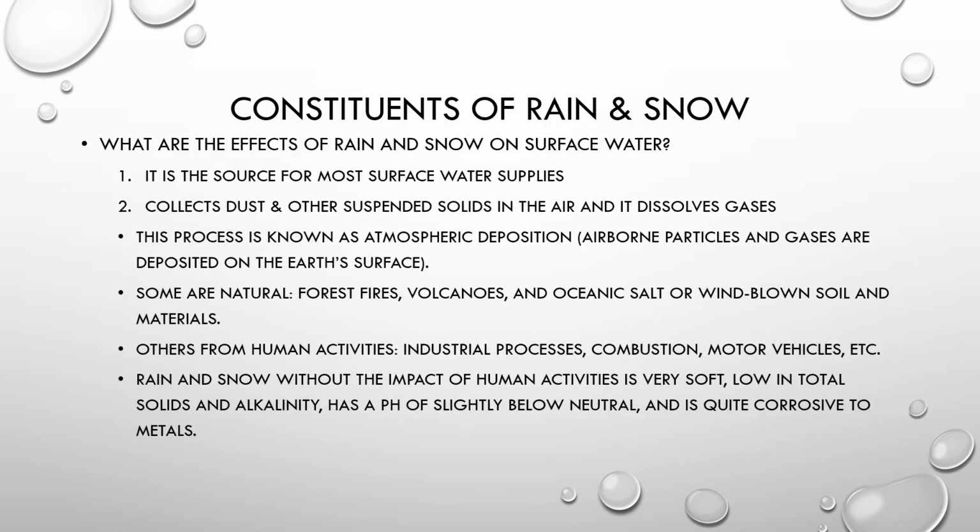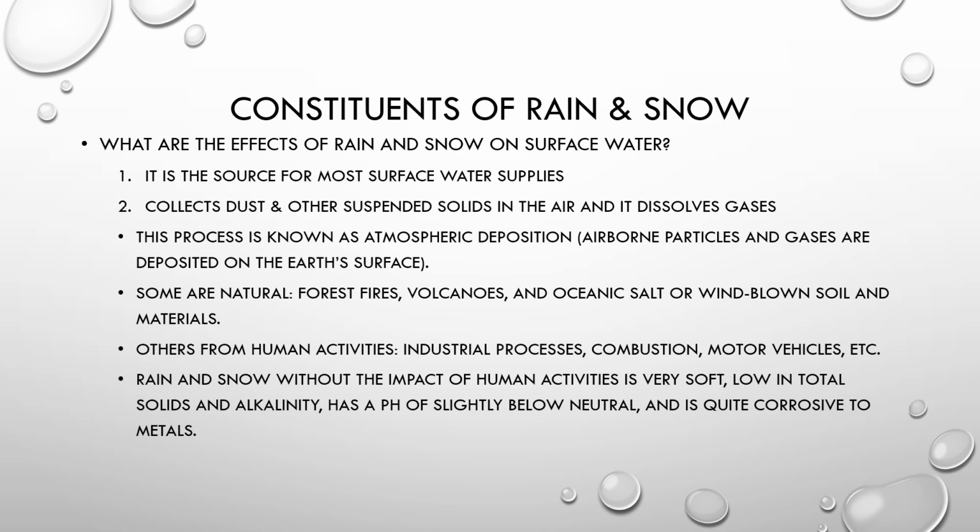So, what are the constituents of rain and snow? Well, it is the source for most surface water supplies. However, it does collect dust and other suspended solids in the air and dissolved gases. If you've ever gone outside and looked around after a heavy rain, you notice that the air is just much cleaner, and that's exactly what just happened.